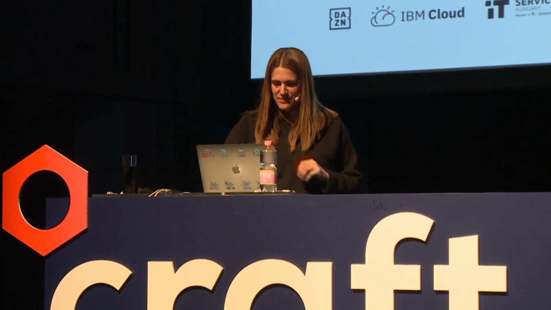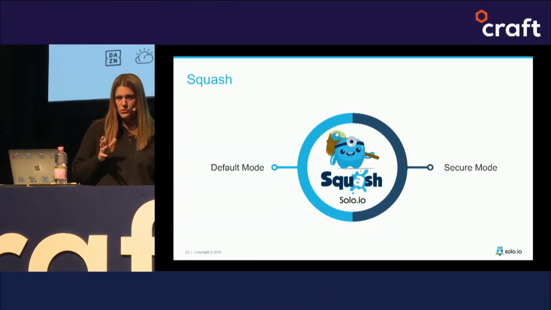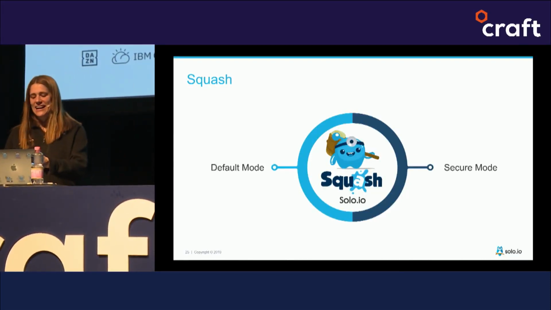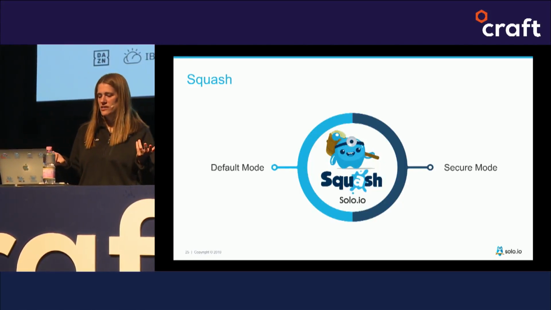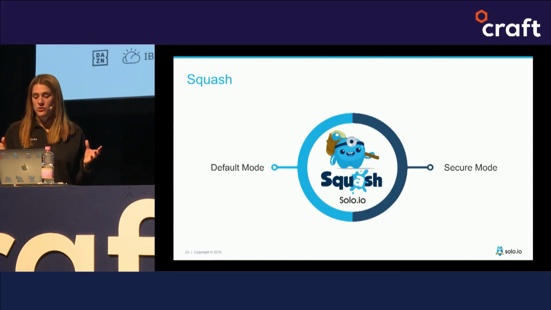OK. So now we saw how to debug it. We'll explain a little bit what it is, just so you will know. Again, it's open source, so go have fun. So basically, Squash has 2 modes of running. The first one is that if you're running locally, you don't care. You are on the cluster. You can do whatever you want.